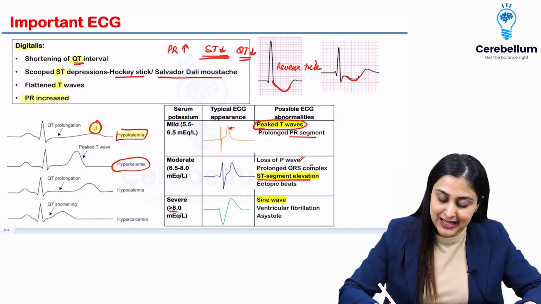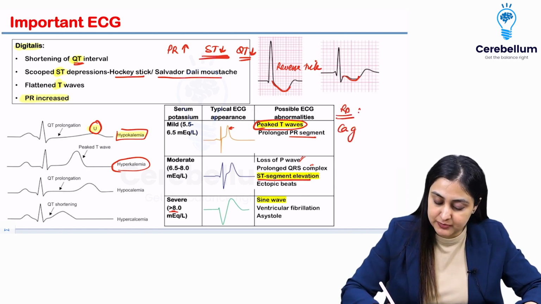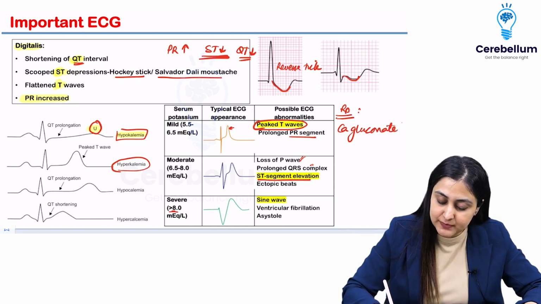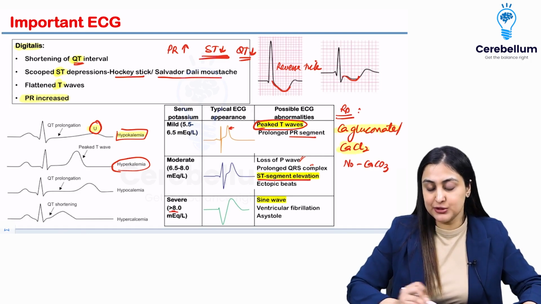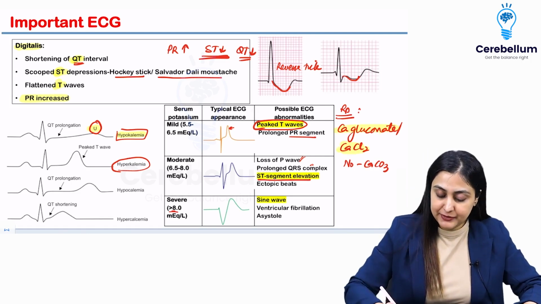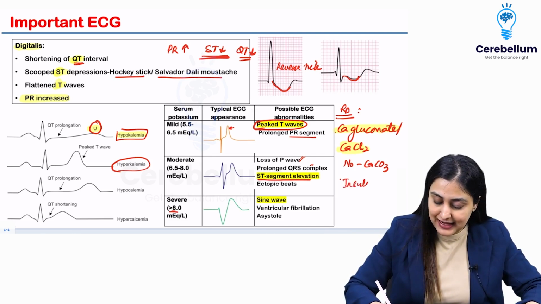So what do you do in hyperkalemia? Very important. The emergent treatment is either calcium gluconate or calcium chloride. What you want to remember is no role of calcium carbonate. Very important. This will be there in your options, calcium carbonate, that's not given. Apart from that, in the treatment we can also give insulin and salbutamol.